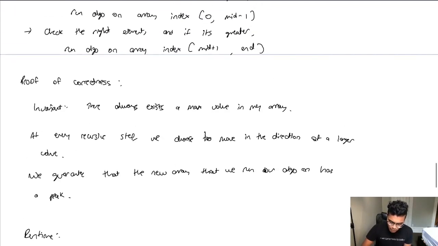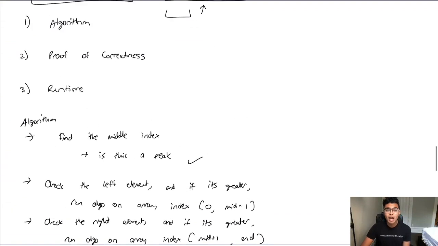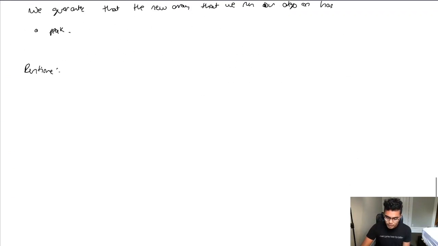Now last but not least, I want to discuss the runtime of this algorithm. We can very efficiently use a recurrence relation to come up with the runtime. So what is the recurrence relation of this peak algorithm? Well, T of n is equal to what? Our branching factor here is actually just 1. We only care about the left side or the right side. We're not expanding both at every single level.